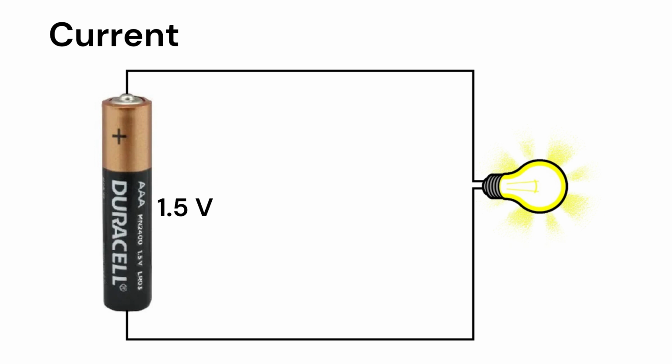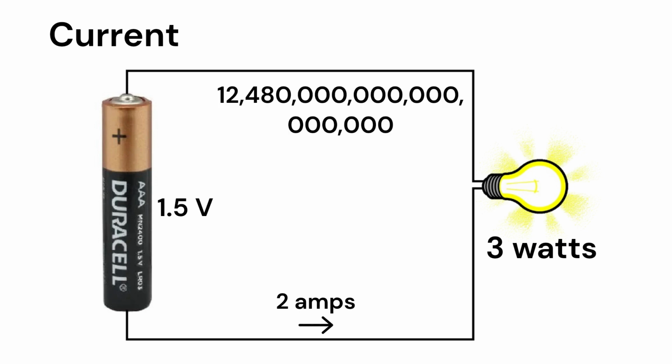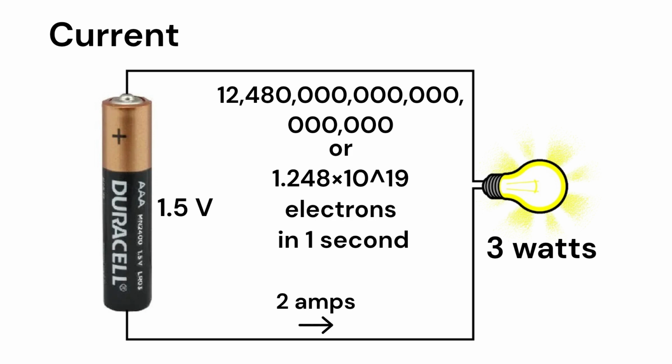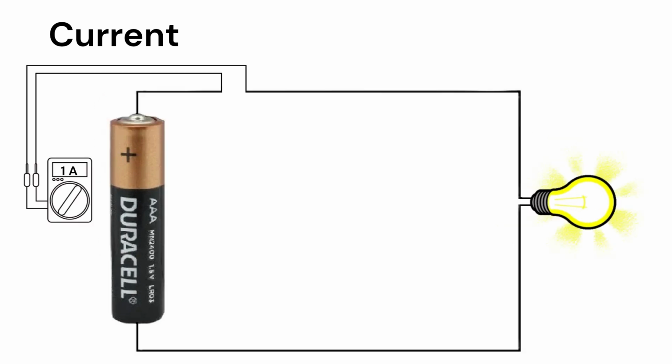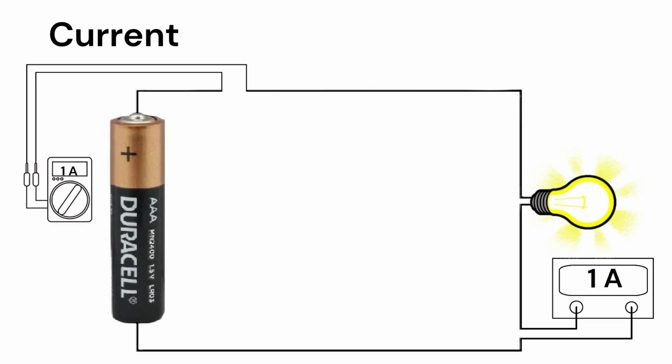And of course, if the light bulb is rated as 3 watts, it requires 2 amperes of current to draw from the battery, which means it requires to draw approximately 12 quintillion 480 quadrillion electrons, or 1.248 times 10 to the power of 19 electrons every second, which is equivalent to 2 coulombs of charge. Current can be measured using instruments such as a multimeter, ammeter, etc. by connecting their terminals in series in the circuit.